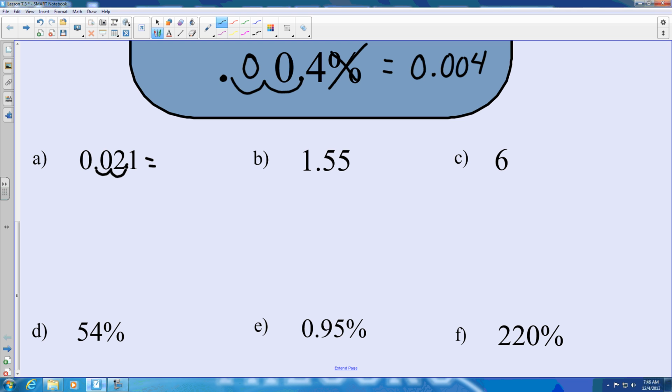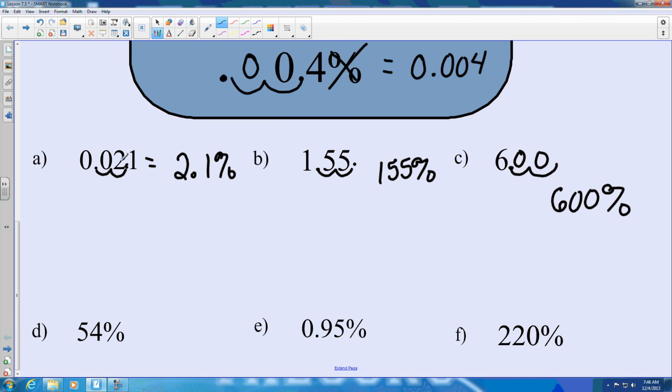So in this case, it's going to be 2.1%. Same goes here for B. Use 2 units to the right. So that means it's going to be 155%. Since there's no decimal point here, there actually is. There's one located right there, which means I'm going to move it 2 units to the right. 1, 2. I have to fill in the space, so I fill it in with zeros. So the value of 6 in a percent is actually 600%.